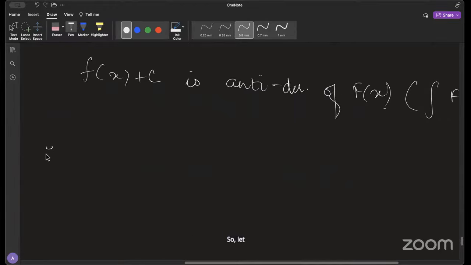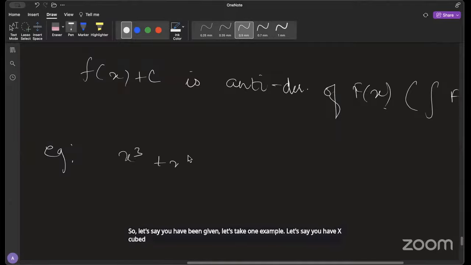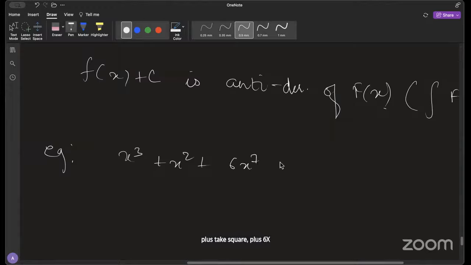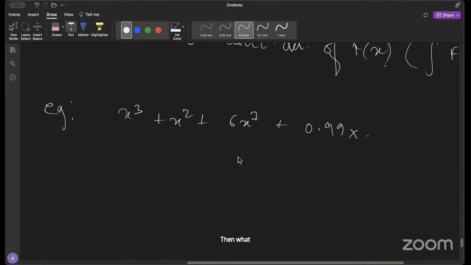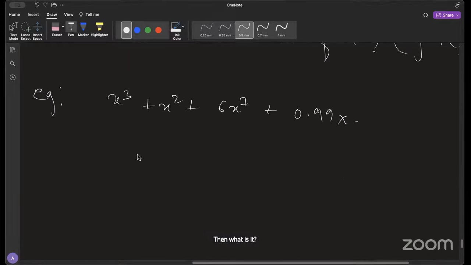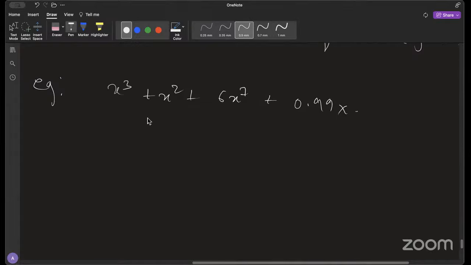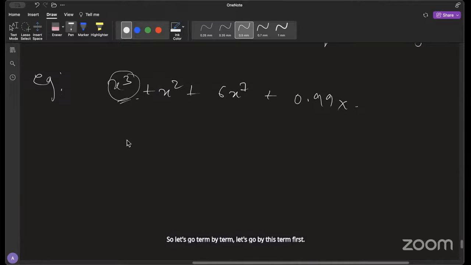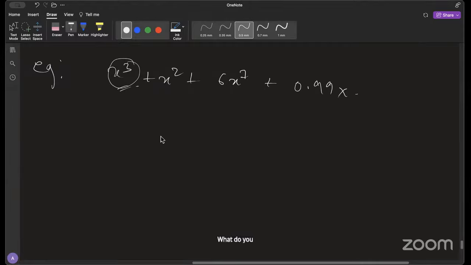So let's take one example. Let's say you have x cubed plus x squared plus 6x to the power 7 plus 0.99x, and you have to find the antiderivative of this. Then what is it? Let's go term by term. Let's go by this term first. What do you have to find? You basically have to find a function whose derivative is x cubed.